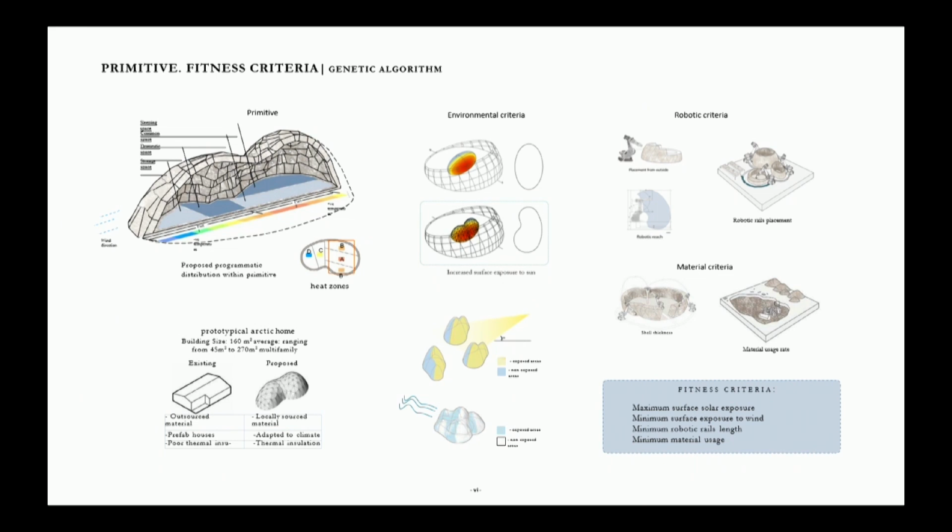Therefore, we decided that our criteria would be the minimization of robotic track length. And the material criteria was the actual minimization of material usage, which can also potentially lead to minimization of time of construction.